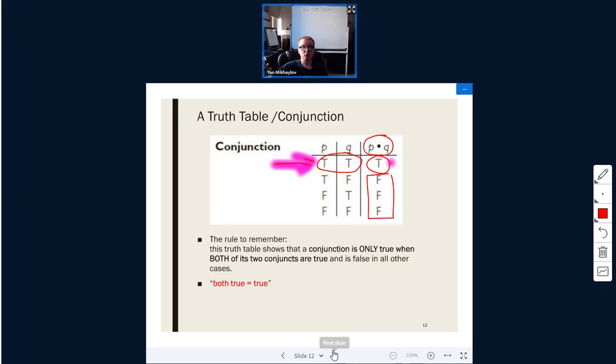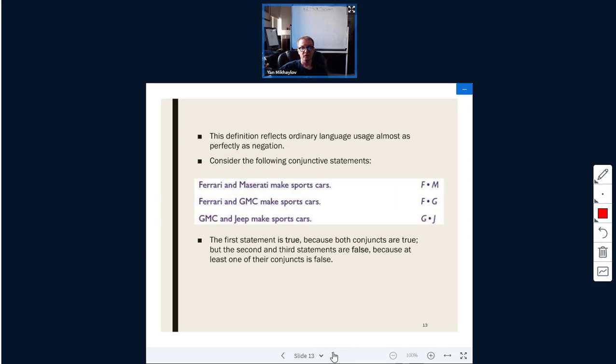Now let's look at the language and see how it works in language. Suppose you are told Ferrari and Maserati make sports cars. Is that true? The whole thing. Yes, because Ferrari makes sports cars is true and Maserati makes sports cars is true. For those of you who don't know much about cars, GMC doesn't make sports cars. So how about this statement? Ferrari and GMC make sports cars. Is that true? No. Note that GMC not making sports cars spoils the whole thing. So even though this one is true, the other one is false, the whole thing becomes false.